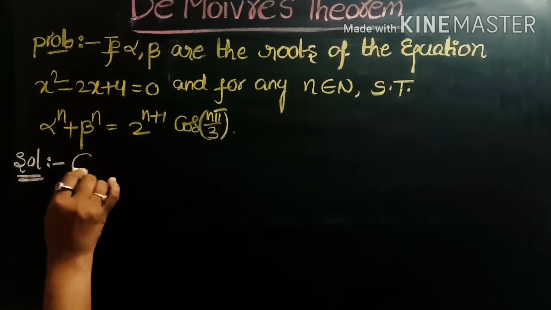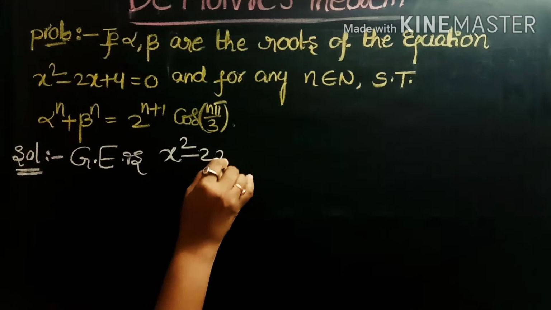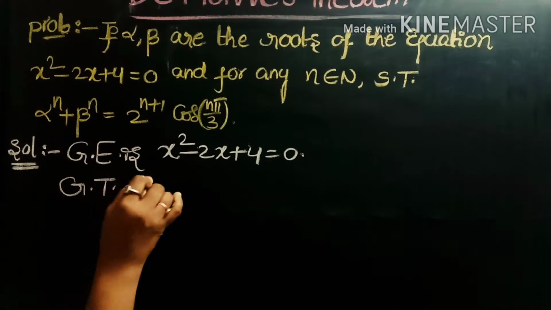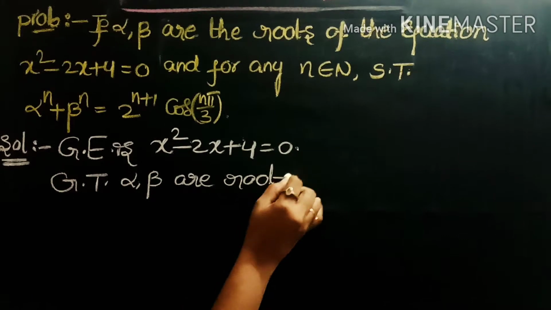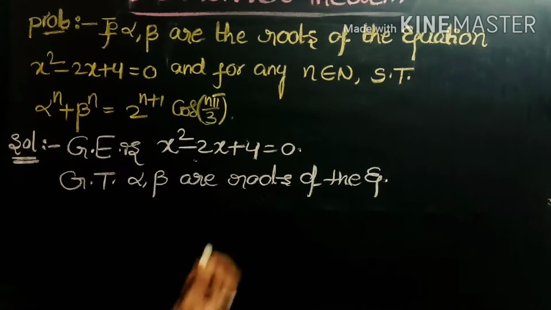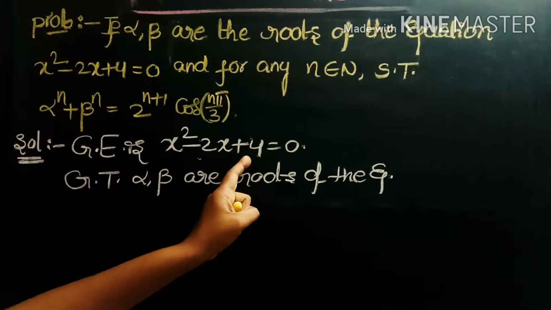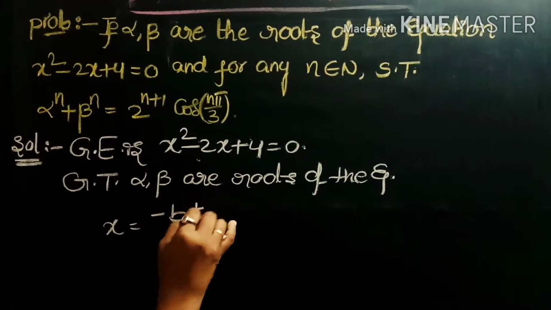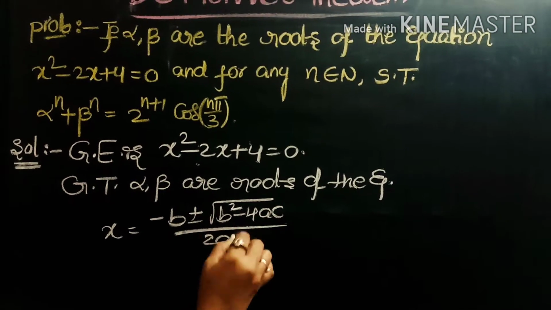So first I am writing the given equation. Given equation is x² − 2x + 4 = 0, and also given that α, β are the roots of this equation. Now first we find the roots of this equation. Since this equation has no roots by direct factorization, we apply the formula x = (−b ± √(b² − 4ac)) / 2a. Now we use this formula to find the roots of the above equation.